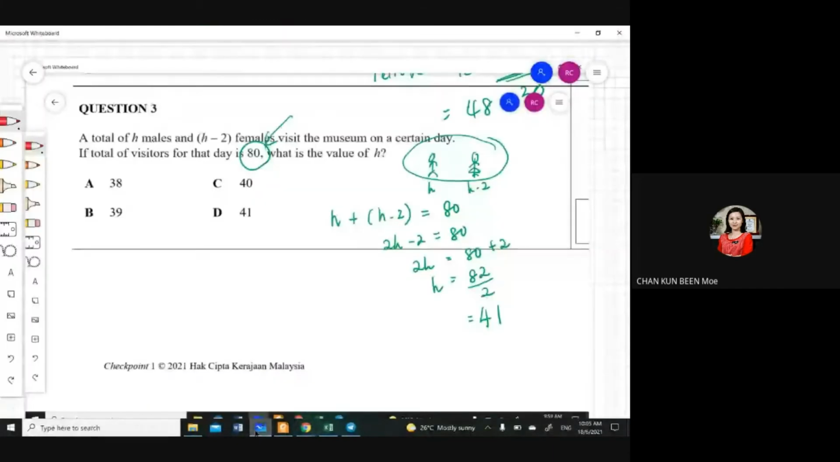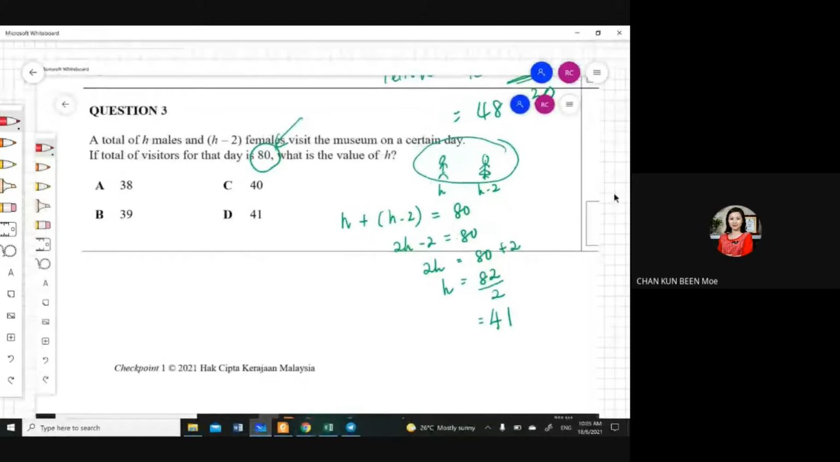Okay, do you have any idea about this question 3 that we have done before? Do you still remember? A total of H males and H minus 2 females visit the museum on a certain day. If the total number of visitors for that day is 80, what is the value of H? This is in checkpoint 1. So if you look at this, H plus H minus 2 equals 80.